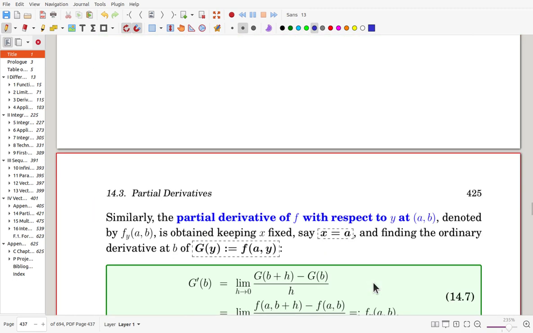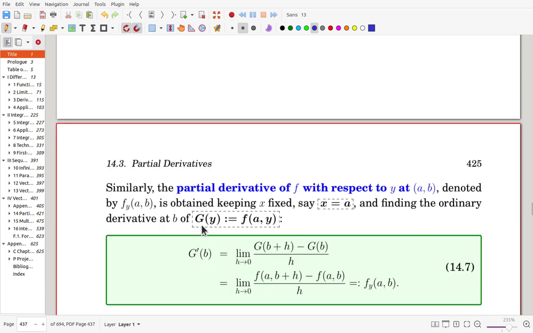Okay, for the partial derivative of f with respect to y, we can do it in exactly the same way. Now we fix x equals a, then we consider capital G of y to be f of a, y, and try to find the slope of capital G along the y direction, and that is exactly this one. And once the limit exists, then we say it has a partial derivative in the y direction, and the partial derivative is denoted by f sub y.